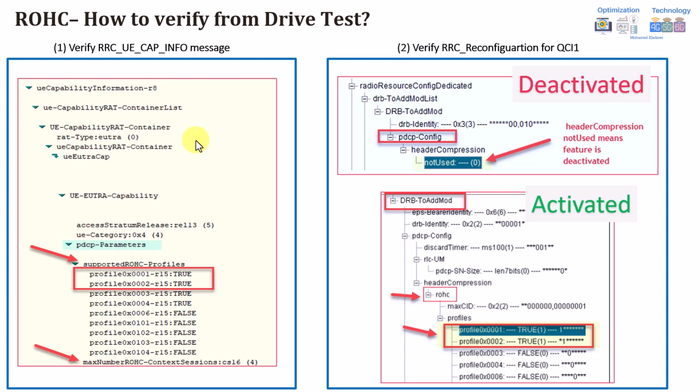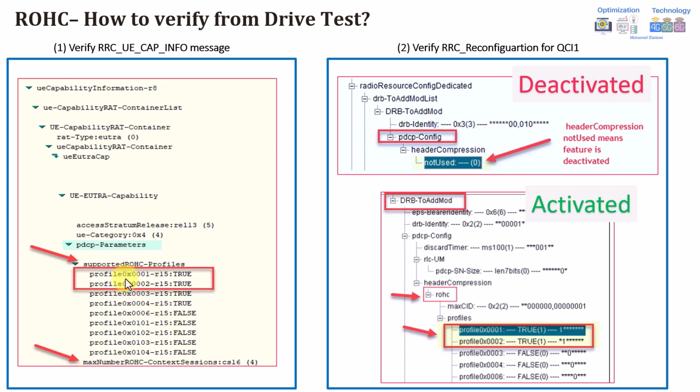Okay, if you look into this figure on the left, this is the UE capability information message, which is sent by the UE to the eNodeB. The UE is informing the eNodeB about its own capability. So you need to go through the PDCP parameters. As mentioned, ROHC is supported by the PDCP layer. So the UE is sending something called profile 1, 2, 3, 4, 6, and so on.